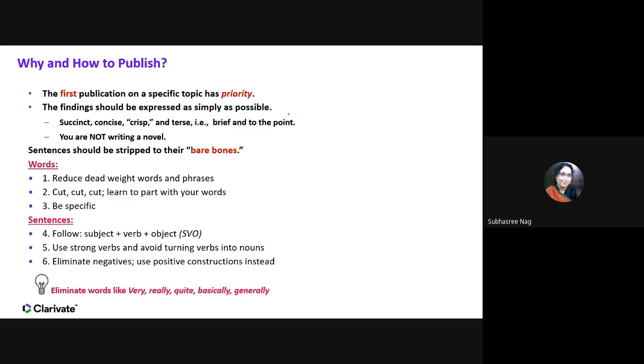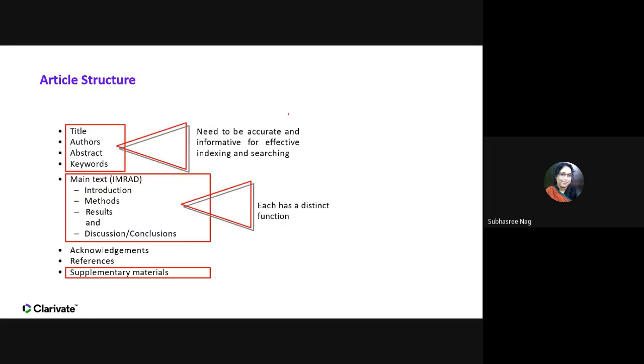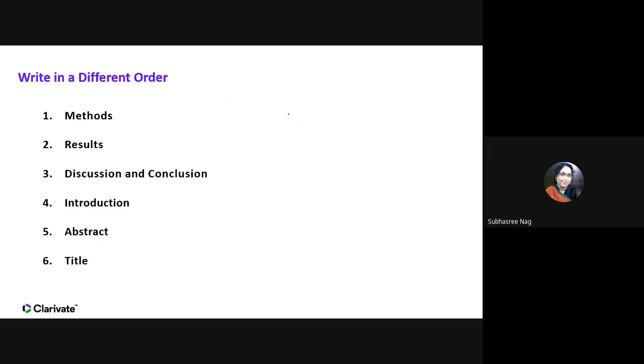Use positive constructions. So this is the article structure which we call the IMRAD format: introduction, methods, results, and discussion and conclusions. Now, typically, when you start writing a paper, always start writing with the methods first, because that gives you an idea.